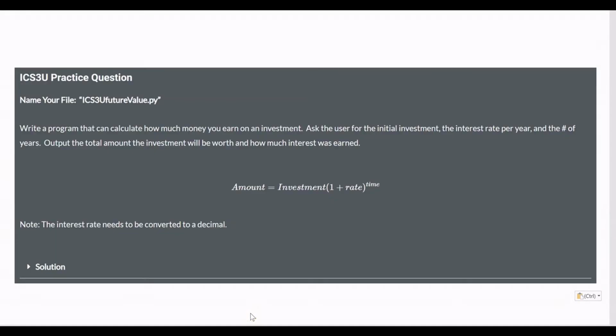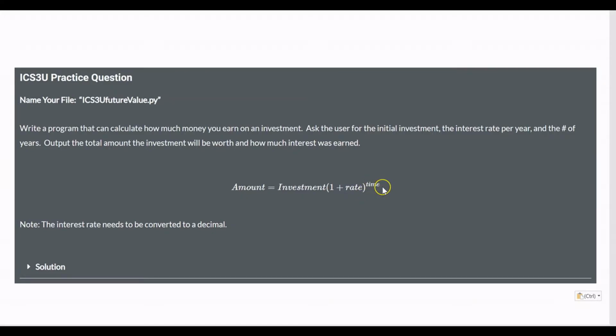Okay, so in this video we've been asked to solve a problem where we are predicting the future value of an investment. So we have the formula for that future value, that's the amount. We're going to take an initial investment, it could be anything we want it to be, and we need an interest rate. That interest rate is going to be some type of percentage number. Usually in an investment it's like 1, 2, 3, 4, 5%.